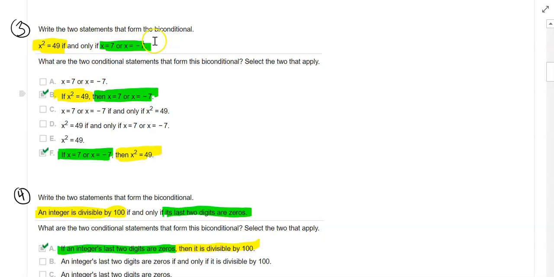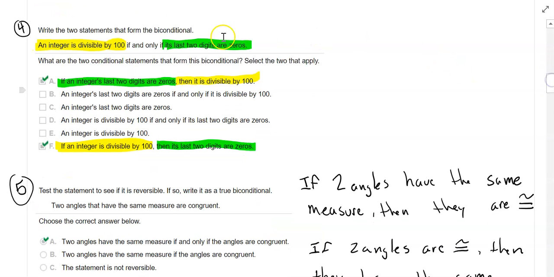More examples of looking at biconditional statements. Here we're given a biconditional statement, and we have to break it down into its conditional as well as its converse. So I see here, this is my hypothesis and conclusion, and then we switch that order. In number 4, we are doing the same thing. This is my hypothesis, here we go, my conclusion, and then I switch the order for the converse.